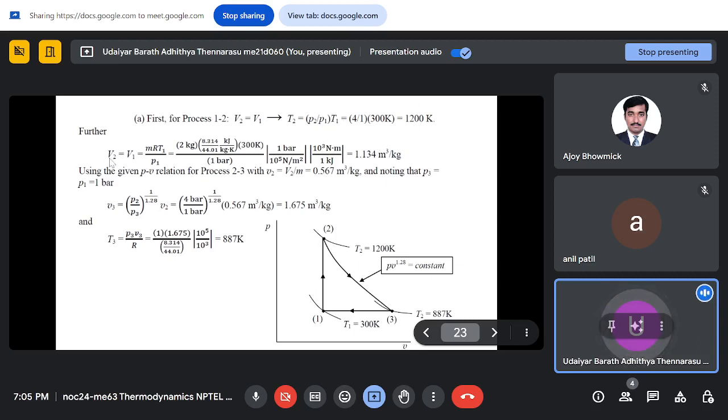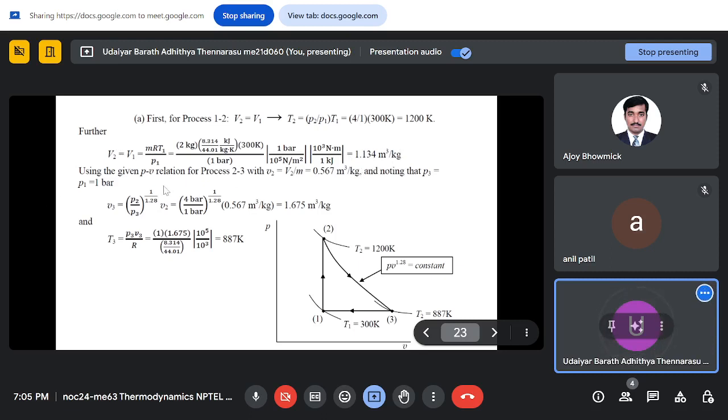Further, using the ideal gas equation, we can find the volume. PV equals mRT, so volume is mRT by P. Mass is 2 kg, which is given. R is the gas constant, 8.314 divided by molecular weight, into temperature 300 Kelvin divided by pressure 1 bar, which is 1 into 10 power 5. This gives a volume of 1.134 meter cube.